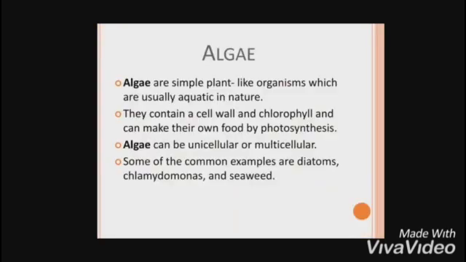And the next type we are going to see is algae. Algae are simple plant-like organisms which are usually aquatic in nature. They contain a cell wall and chlorophyll, and they can make their own food by photosynthesis. Algae can be unicellular or multicellular. Some of the common examples of algae include diatoms, chlamydomonas, seaweed, kelp, etc.